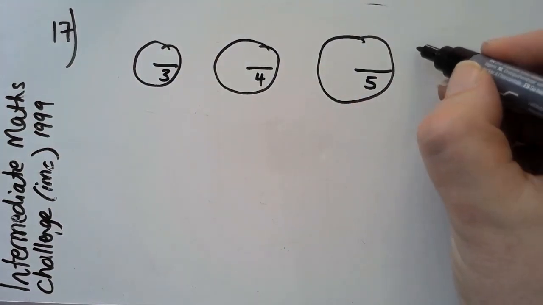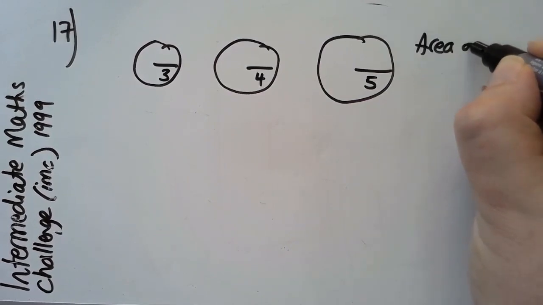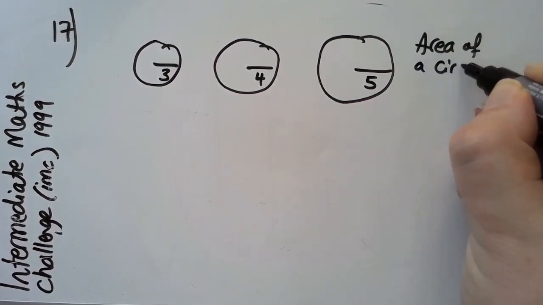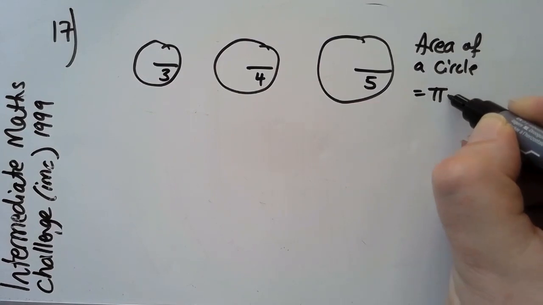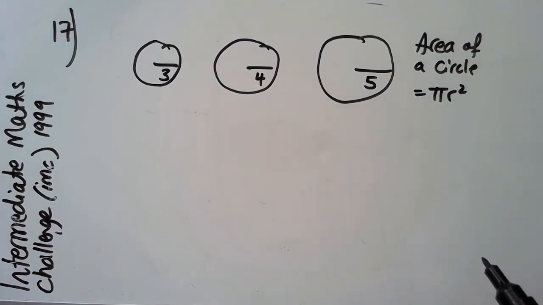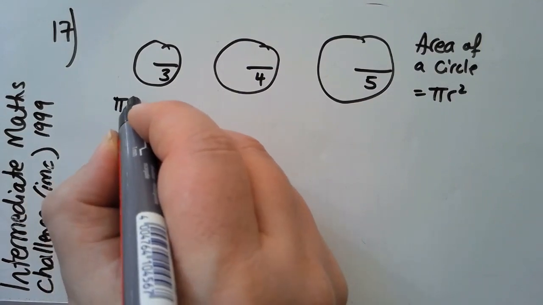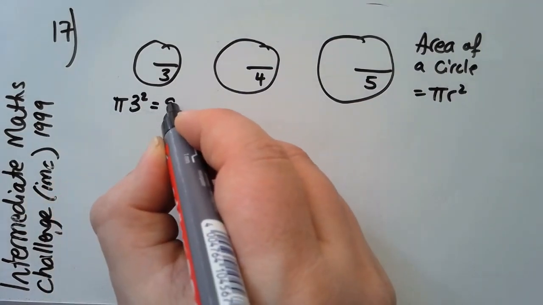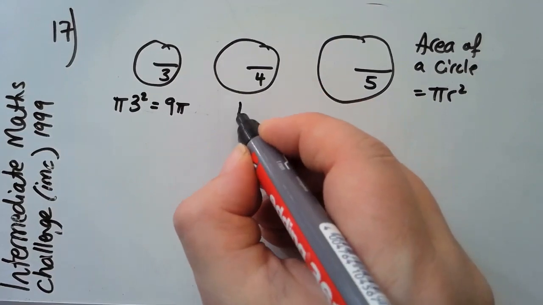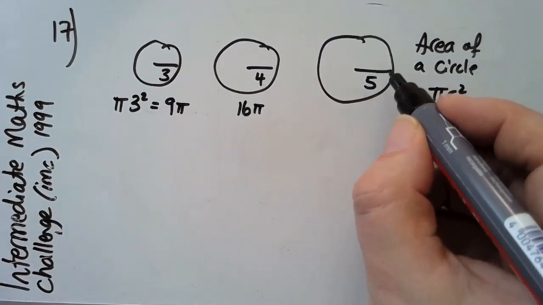And the area of a circle formula is pi multiplied by radius squared. So pi multiplied by 3 squared is the same as 9 pi, 4 squared, 16 pi, 5 squared, 25 pi.